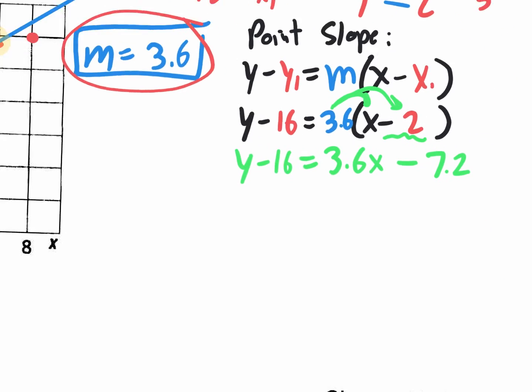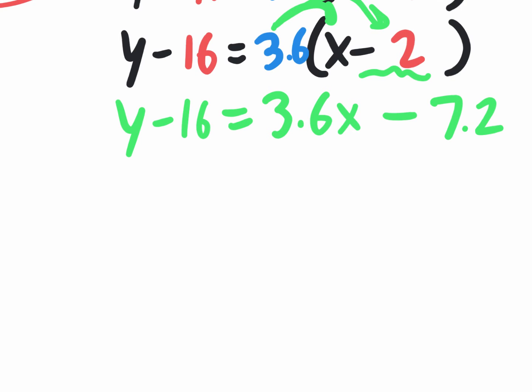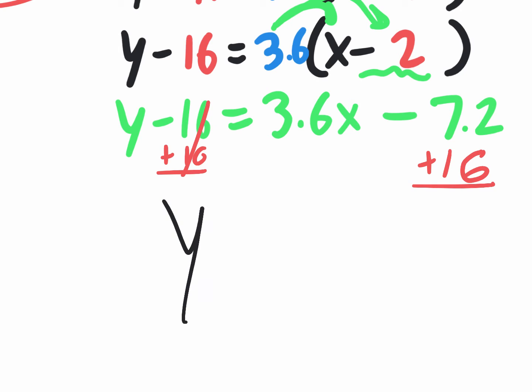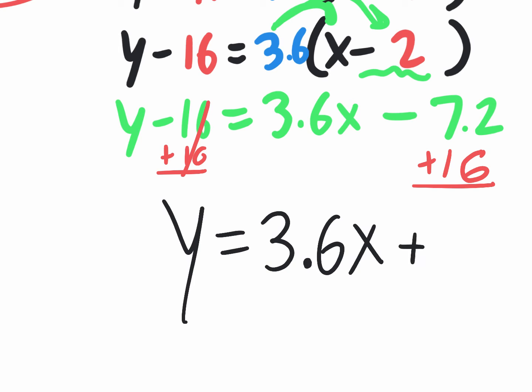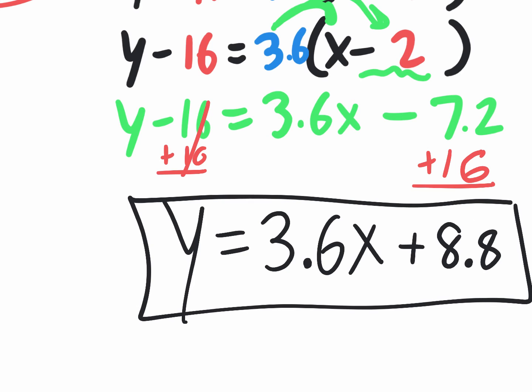I don't know why I used green. I don't like green. But anyway, let's get this 16 over to the other side. And we will have y equals 3.6x plus, what is that? 8.8? Thank you guys so much. This is our line that best fits equation.